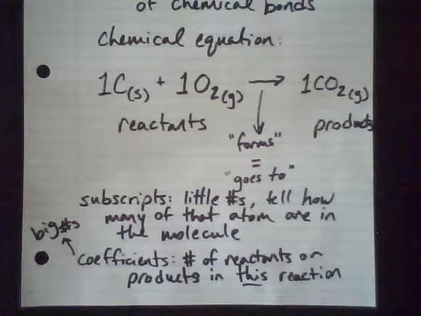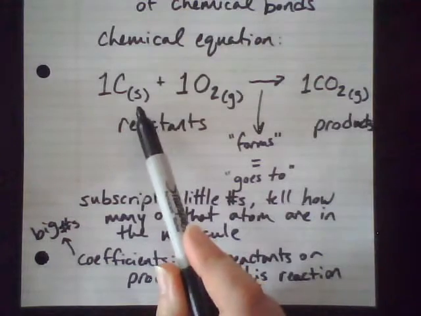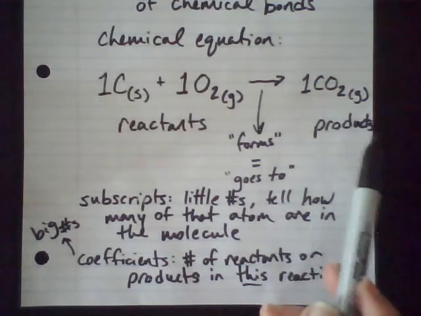Okay, so those are the numbers. The other thing that we see going on in terms of symbols here are these little symbols in parentheses. We have an S and a G and a G. And these little symbols are our different phases of matter.